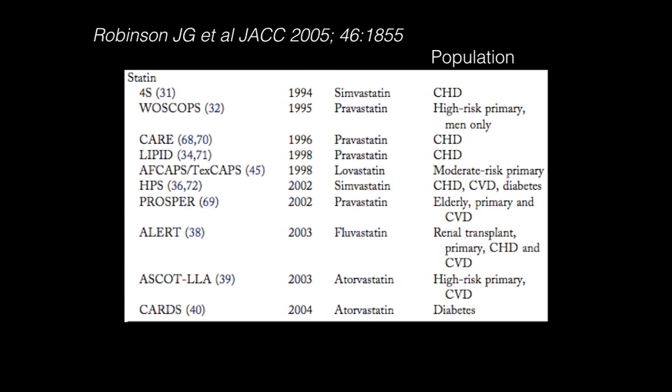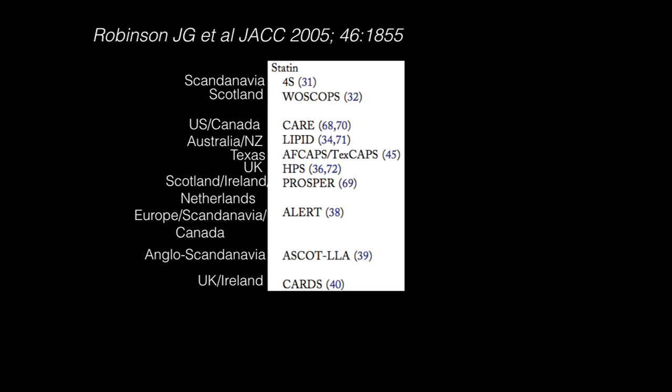Who are they studying? Okay, so they're studying people with coronary heart disease, high risk, men only, coronary heart disease, renal transplant patients, high risk, CVD, diabetes. So these may not be relevant for primary prevention anyway. And again, the effect size is small even for secondary. And where are these studies happening? They're not happening in Western Massachusetts.